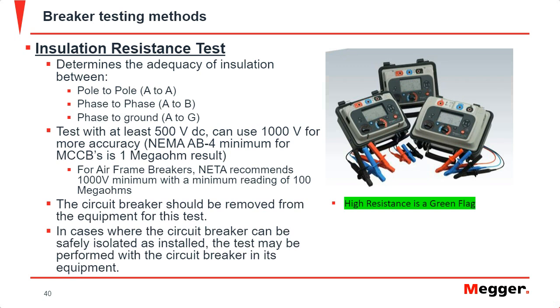When doing this, the circuit breaker should be removed from the equipment for this test, and it needs to be isolated safely. It can also be performed when the circuit breaker is in its equipment. For that, you'll just have it in the test position. There are different positions you can have a breaker in regarding switchgear. You can have it in the test position, the connected position, or completely removed. Just having it in the test position, as long as it's isolated, you're able to perform this test.